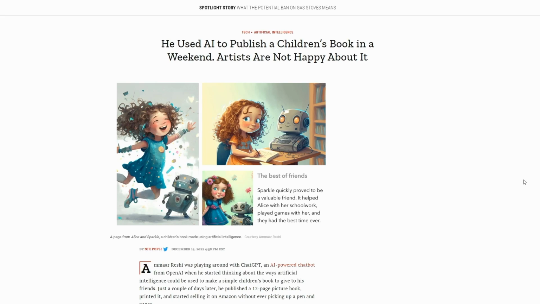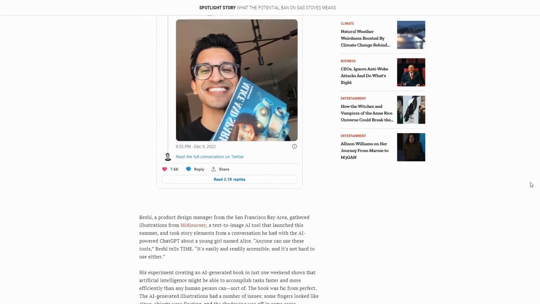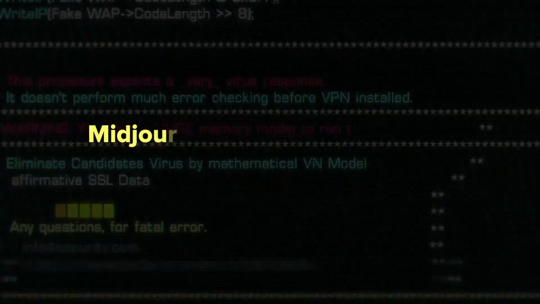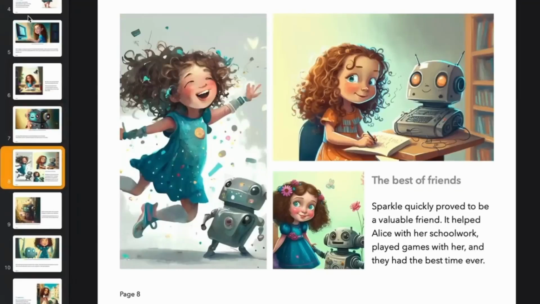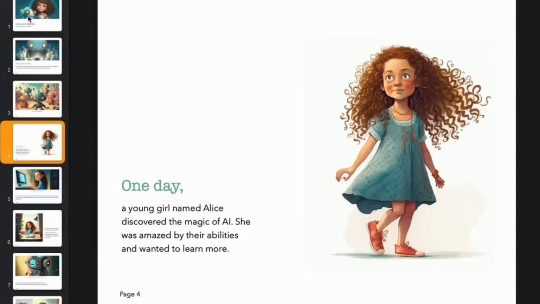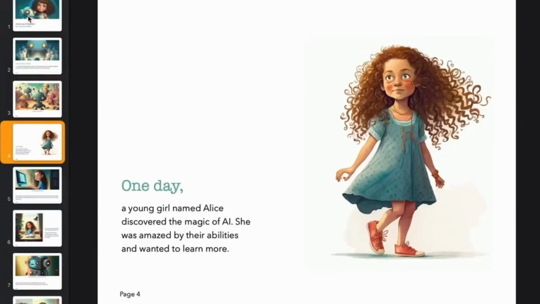But further still, it's the obvious influx of artificial intelligence making its way into the graphic design world. Recently, somebody created an entire children's book in one weekend and published it, and they used Midjourney for the illustrations and ChatGPT for the script. Granted, each illustration of the girl and the robot look a bit different, but this is just the start of this whole situation.